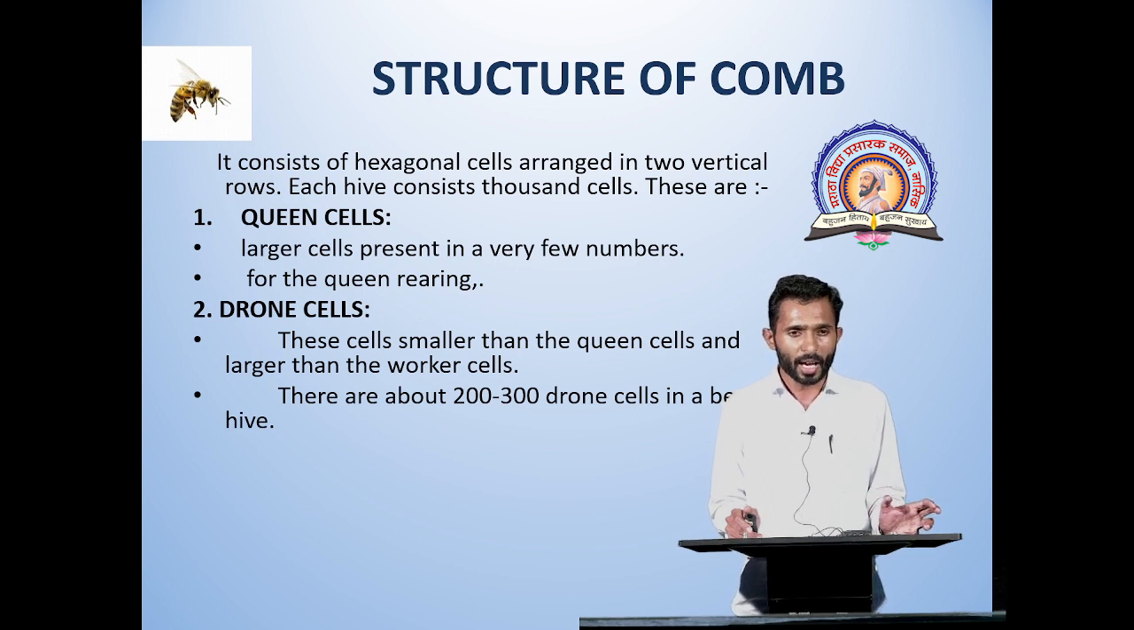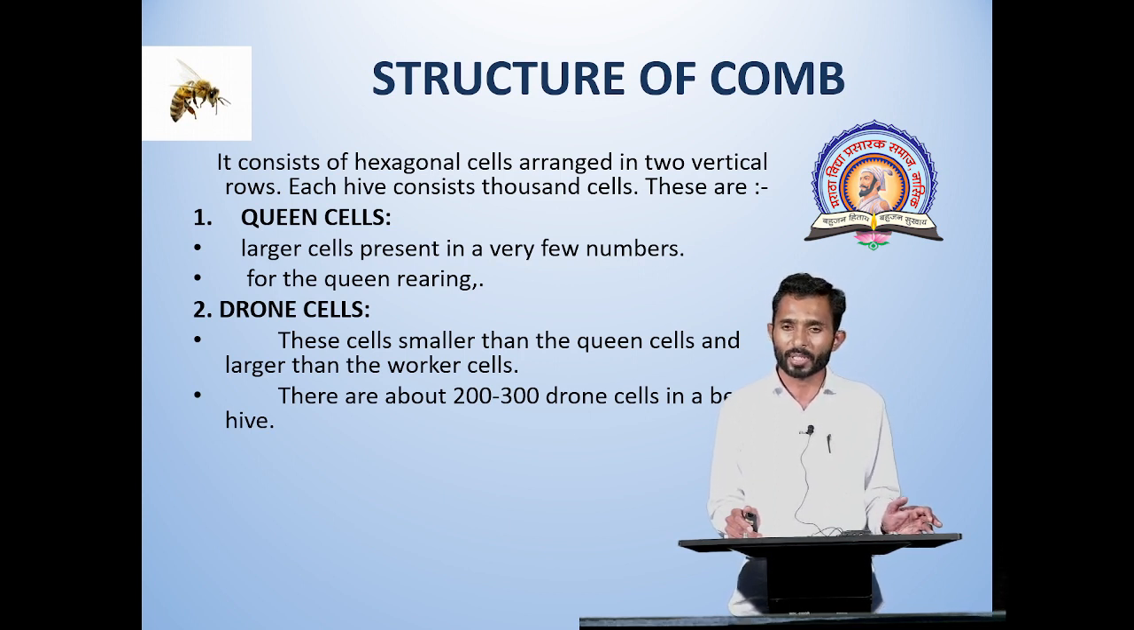The comb or hive has different compartments, and in these compartments several bees live. The different kinds of cells in the comb or hive are the queen cell, drone cell, worker cell, brood cell, storage cells, etc. The largest cell in a comb is the queen cell. Queen cells are very few in number, and in this cell only queen bees are reared.